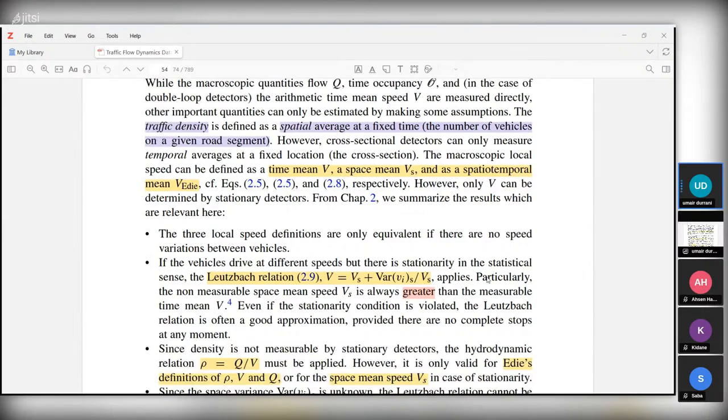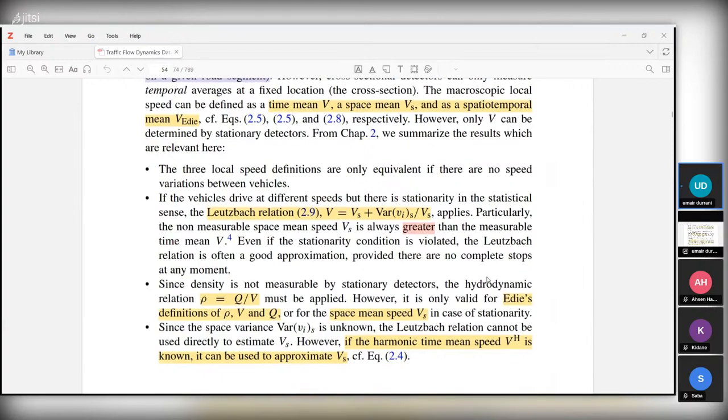It is defined as a spatial average at a fixed time, the number of vehicles on a given road segment. When you're using just a single loop detector or even double loop detectors, we need delta x. So we need a space interval over which we could estimate the traffic density. And those detectors generally do not provide that information. They are at a fixed location at a cross section. So that's why flow is available, but traffic density is not directly available.